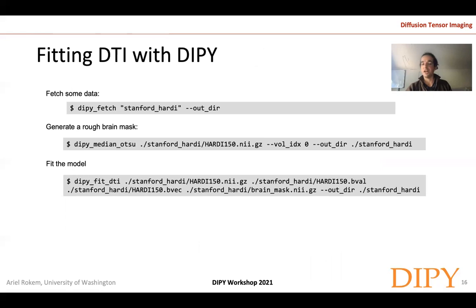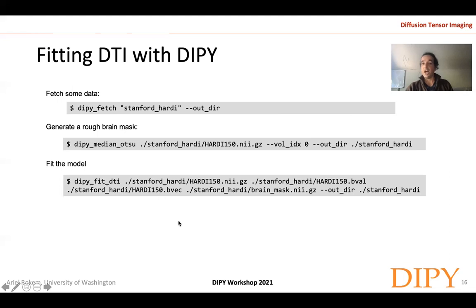Here's how you run DTI using the command line interface for DIPY. The first thing that you would do is fetch some data. In this case, we're fetching an example data set, the Stanford HARDI data set, and we're setting the outdir to be the current working directory where we're working currently.